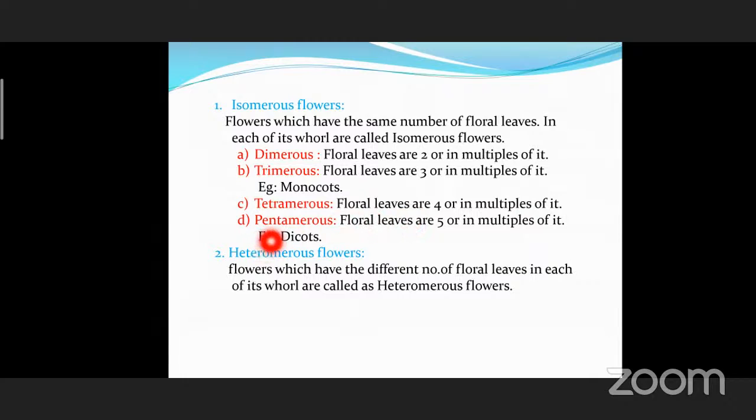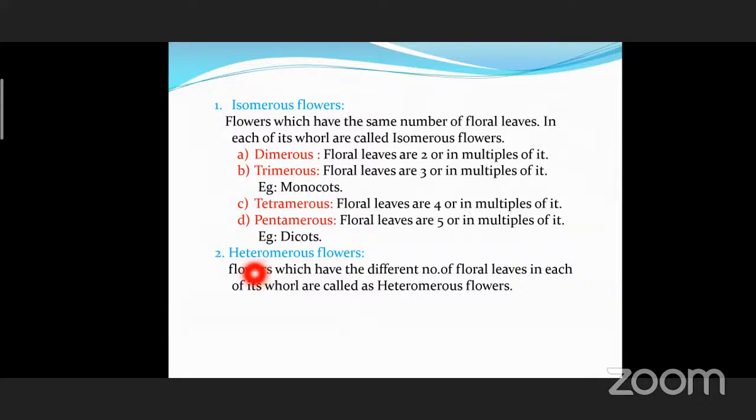And another one, pentamerous. Penta means five. Floral leaves are five or a multiple of it. Example, dicots. Di means two cotyledons are there. Monocots, only one cotyledon is there.